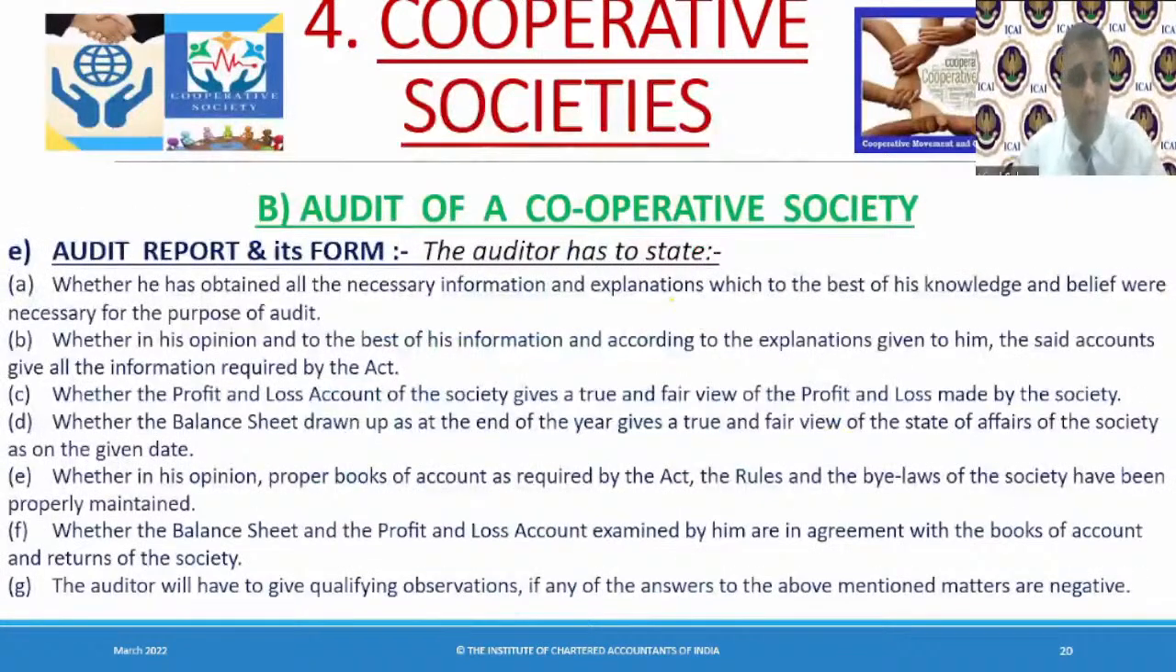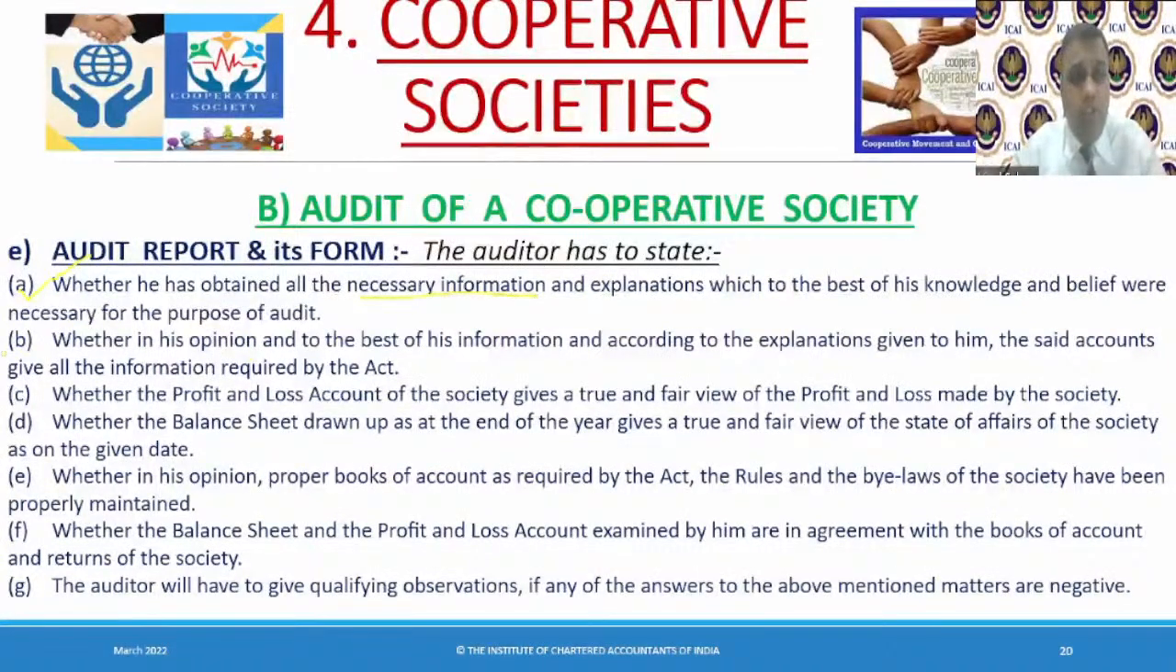Audit of a cooperative society. So what does the auditor have to state in his audit report? Whether he has obtained all the necessary information and explanation which, to the best of his knowledge and belief, were necessary for the purpose of audit. We have read this point in the audit report.